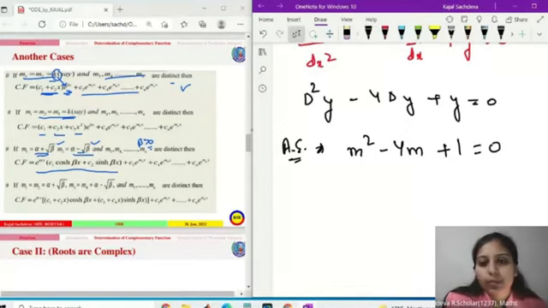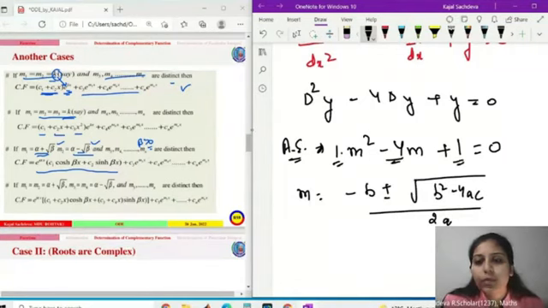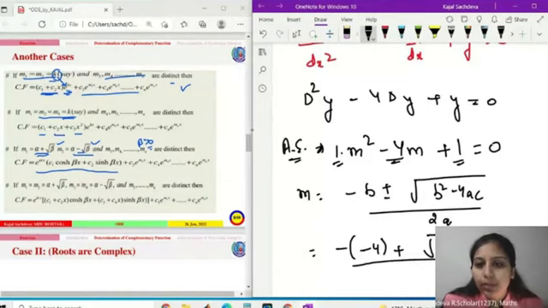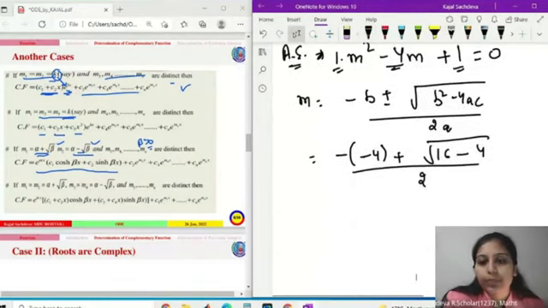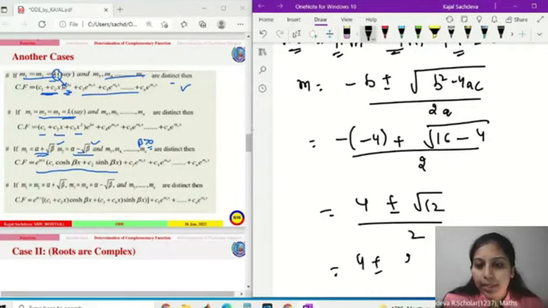So we can write the root as m is equal to minus b plus minus root of b² minus 4ac upon 2a, where a is equal to 1, b is equal to minus 4 and c is equal to 1. So it can be written as m is equal to 4 plus minus under root 16 minus 4 upon 2. So we get the root as 4 plus minus under root 12 by 2, which can be written as 4 plus minus 2 root 3 upon 2. So we get 2 plus minus root 3.